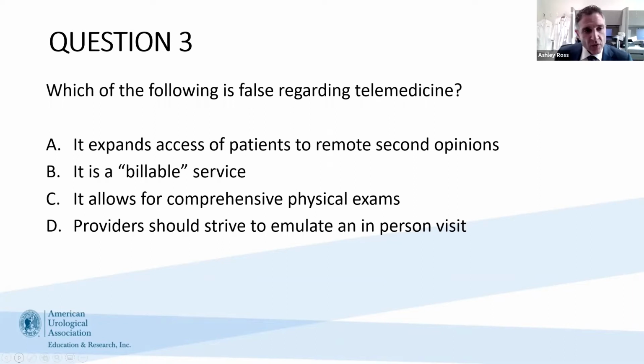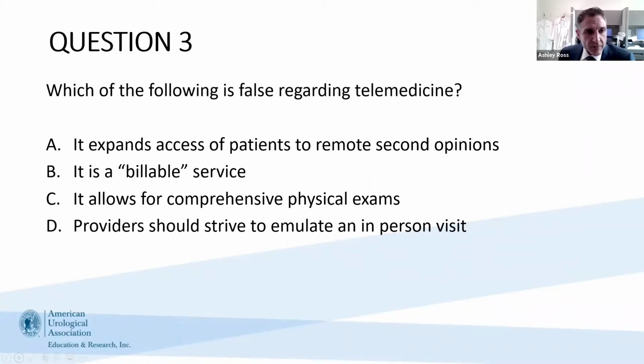Moving to question number 3, which of the following is false regarding telemedicine? A, it expands access to patients to remote second opinions. B, it's a billable service. C, it allows for comprehensive clinical exams. Or D, the provider should strive to emulate an in-person visit during their telemedicine appointment. Everyone can take a moment to enter in their response. Give everyone another second. Okay, we're going to close this poll.